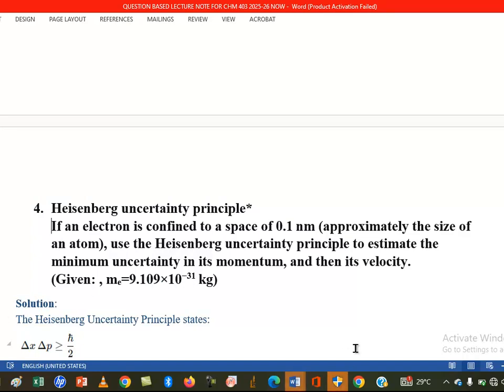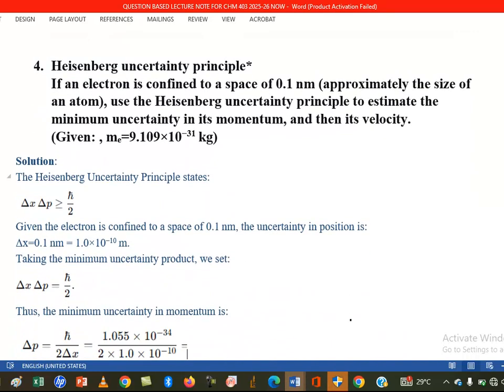Now, what is the Heisenberg uncertainty principle? So there you have it. Delta x times delta p is greater than or equal to the reduced form of Planck's constant over 2. So I'll call it h bar. That's the reduced form of Planck's constant. That's h with that bar. Can you see it? Okay. Now, remember the question said minimum uncertainty.